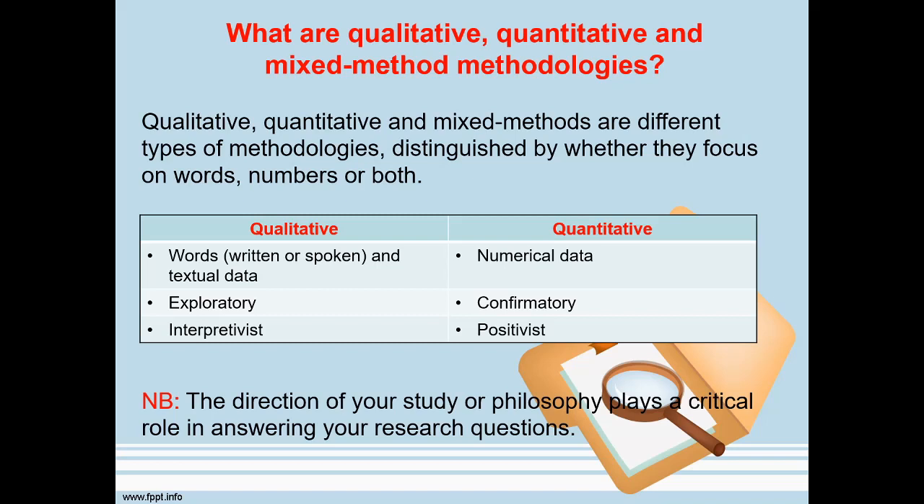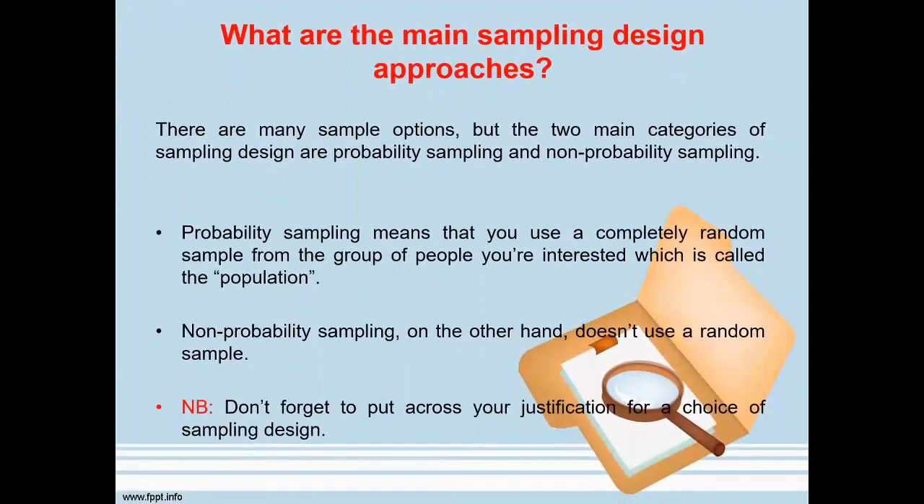Now, having understanding of qualitative, quantitative, and mixed method methodology, the next line of question that comes into mind is who or where to collect this data from. And that leads to our next point of question. What are the main sampling design approaches? As mentioned earlier, sampling design is about deciding who or where you are going to collect your data from.